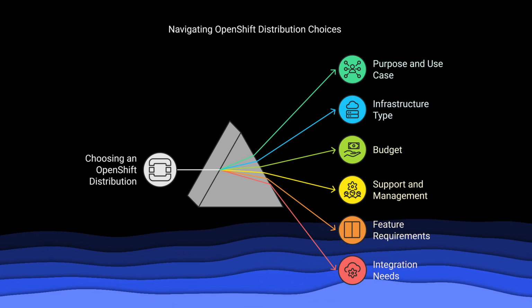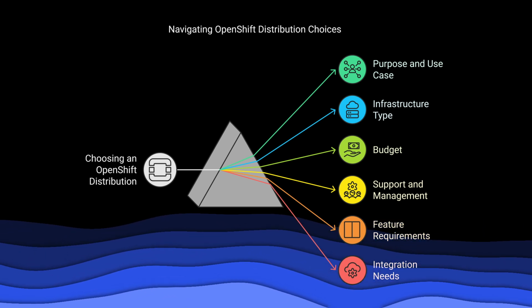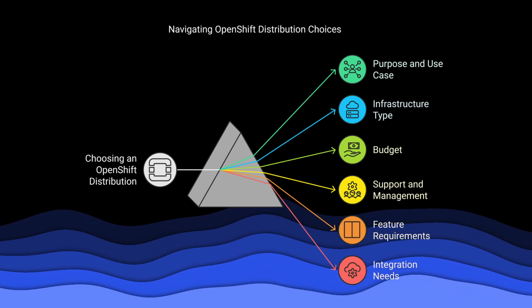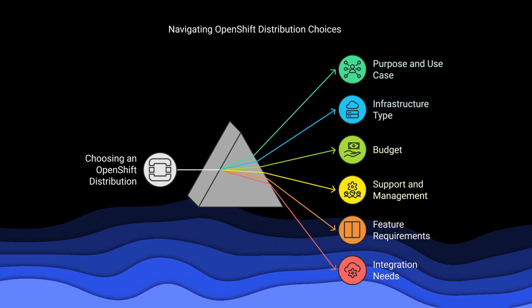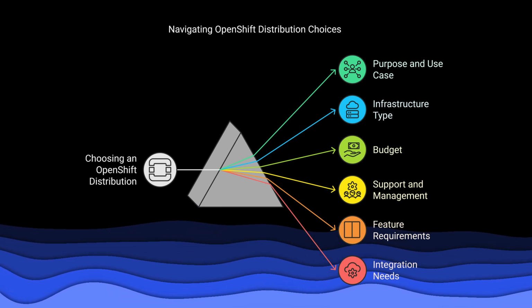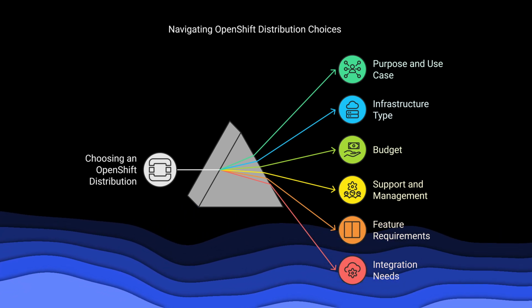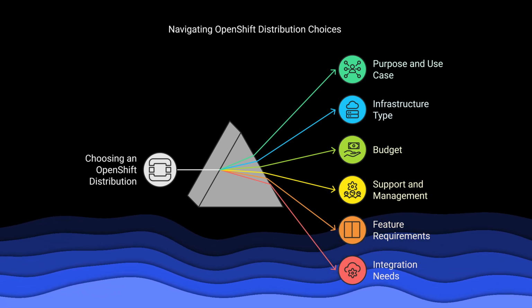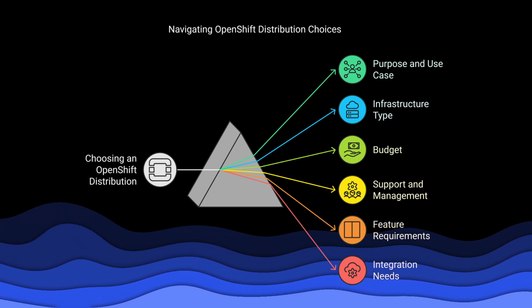Budget's always a factor, of course. And everyone loves free, but sometimes you get what you pay for. That's true. OKD is free, but you're kind of on your own when it comes to support. Enterprise OpenShift, on the other hand, comes with a price tag, but you gain access to Red Hat's expertise, and you get that peace of mind that we talked about earlier.